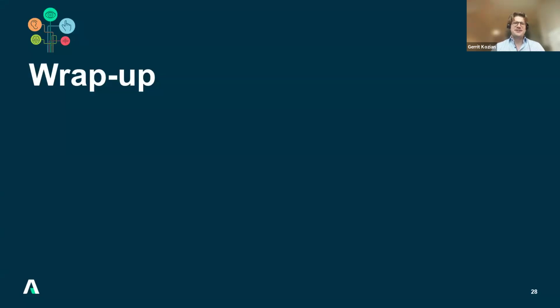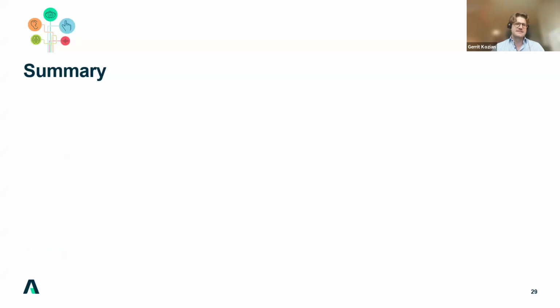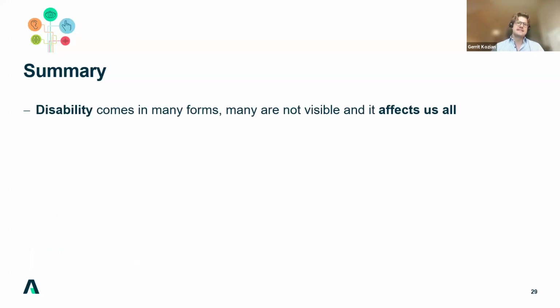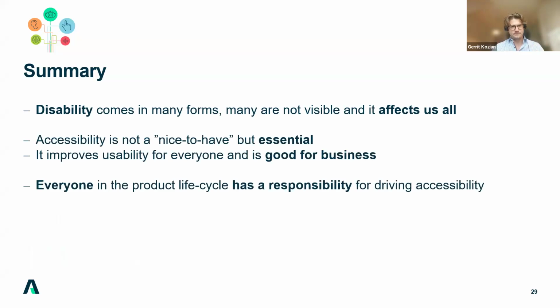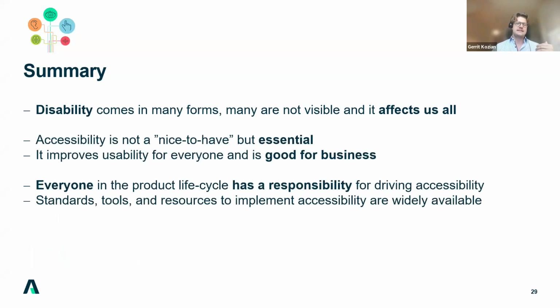So we are coming to the end of our webinar. Let's wrap it up a bit. Let me give you a quick summary. What we learned is that disabilities can be visible or invisible, and they affect us all. Accessibility is not just a nice to have, but it's essential. It improves usability for everyone and is good for business. Everyone in the product lifecycle has the responsibility to drive accessibility, and it is not witchcraft to include accessibility with all the tools and resources that are available, mostly for free on the market.